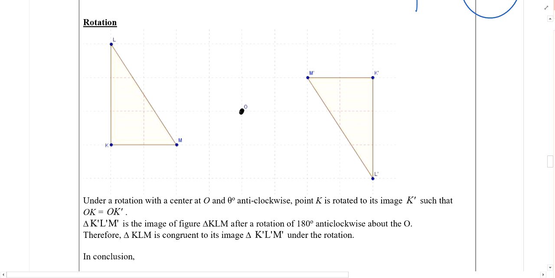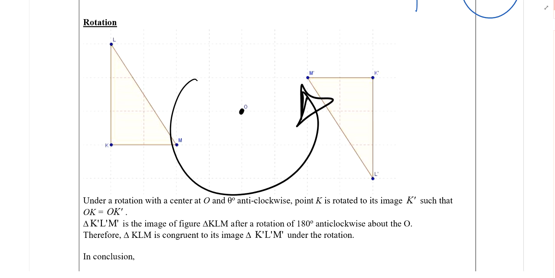We are going to now rotate this triangle about the pivot. So under this rotation, center O, theta degrees anti-clockwise. This symbol is called theta. It's just another unknown, like X, Y, A, B. It is rotated anti-clockwise, so anti-clockwise is this way. Point K is rotated to its image, K prime, such that OK equals OK prime.